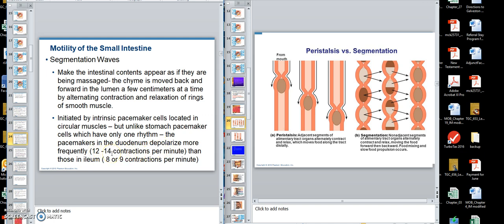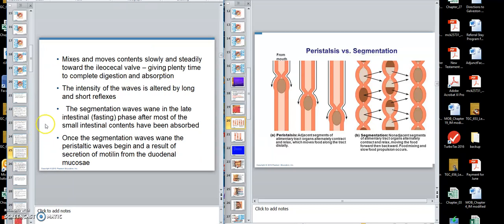See, that's where, remember, the digestive enzymes are coming in through that hepatopancreatic duct. And they just keep going a little bit down to the ileum. But in the ileum, you should have done all your mixing primarily in the duodenum and the jejunum. Remember, the jejunum is the second part of the small intestine. It mixes and moves contents slowly and steadily towards the ileocecal valve.